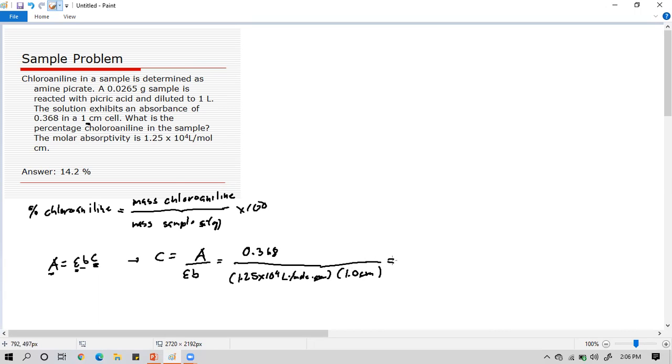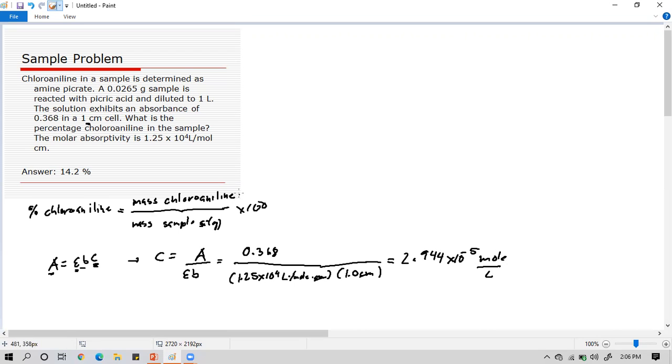And we will have a value of 2.944 times 10 raised to negative 5 moles per liter. Pero moles per liter pa lang siya, guys.